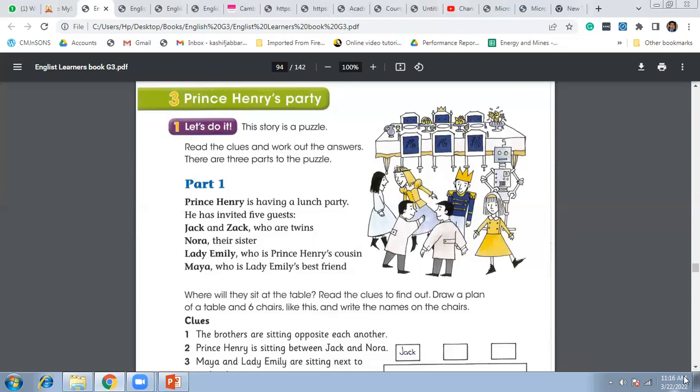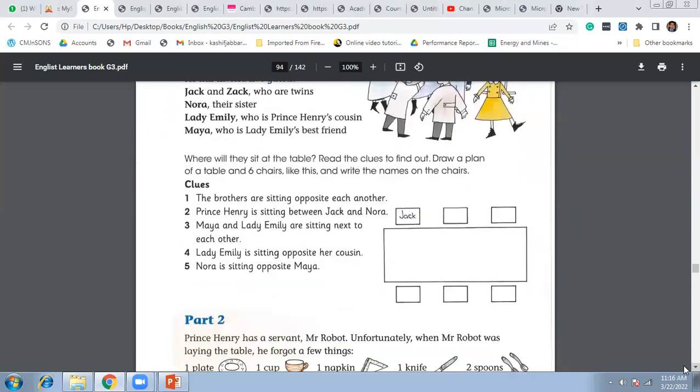So what we are going to do here, you can see the clues. There are 5 clues, and you can also look at this table with 6 chairs. So we will try to guess by reading these clues who is going to sit on these chairs, right?